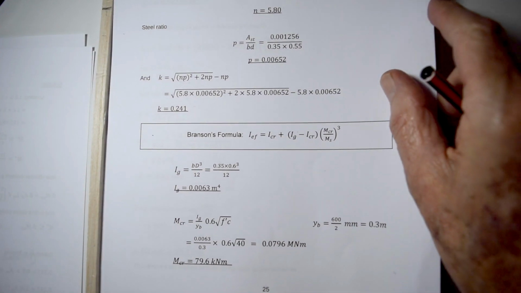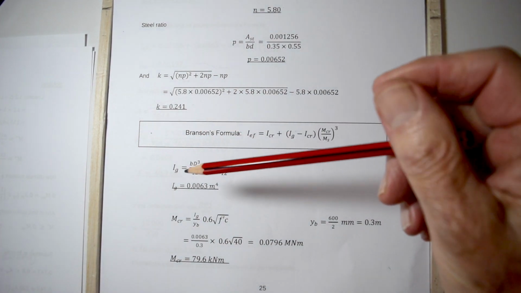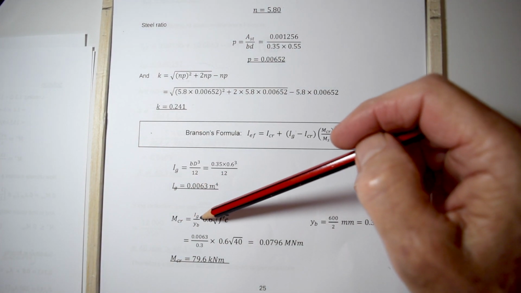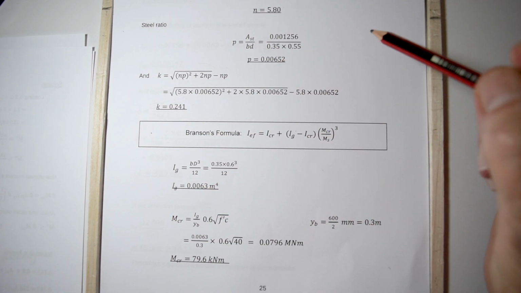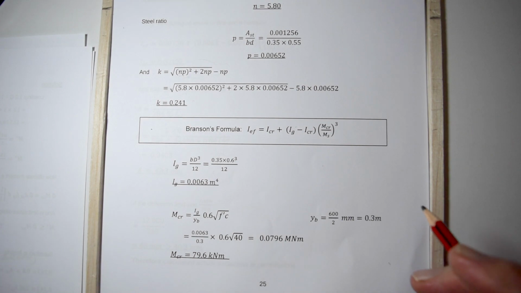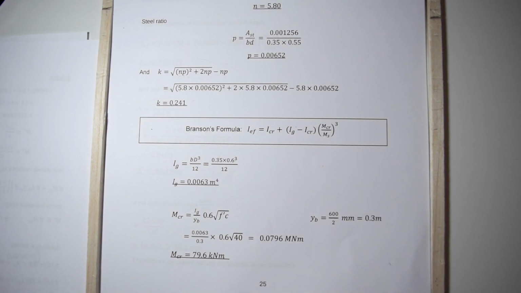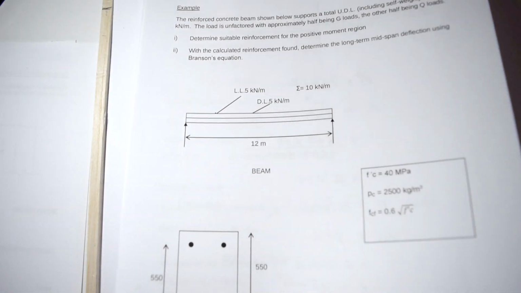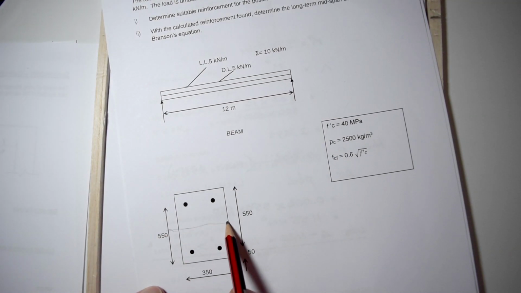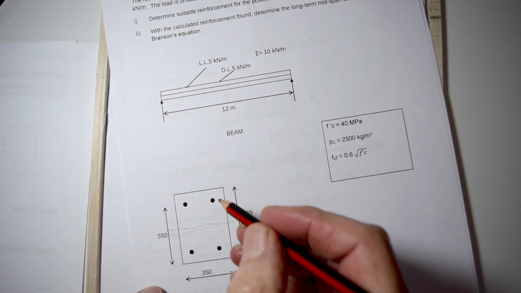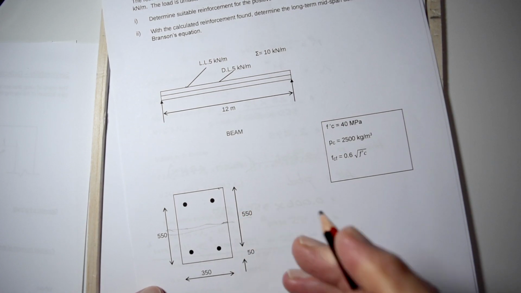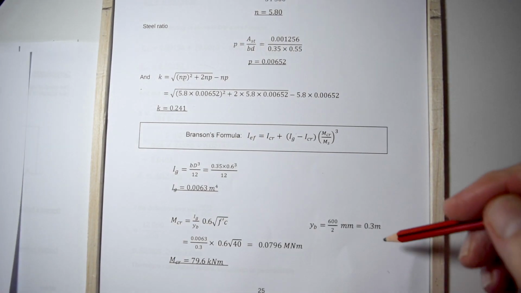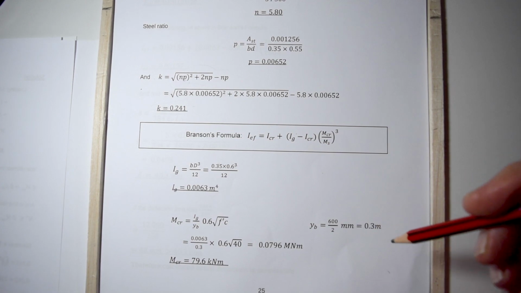We now look at the cracked moment, which is the gross inertia, which we've computed there, divided by yb. And yb is merely the distance from the center of the beam to the outer fibers. You're familiar with that statement by now, I'm sure. From the center of the beam, this beam 600 deep, so from the center of the beam to the outer fiber, top or bottom, is 300 millimeters. And that's where the 0.3 of a meter comes from.